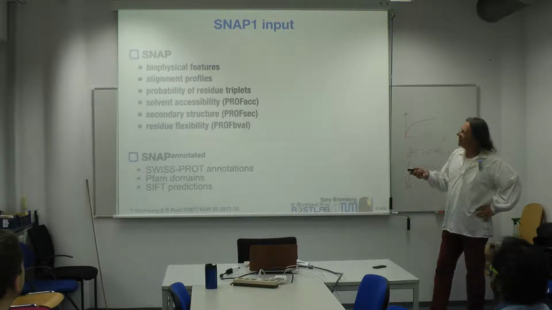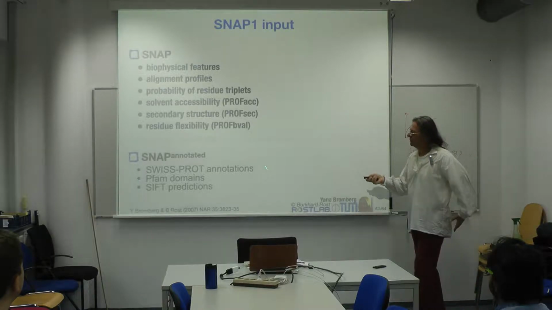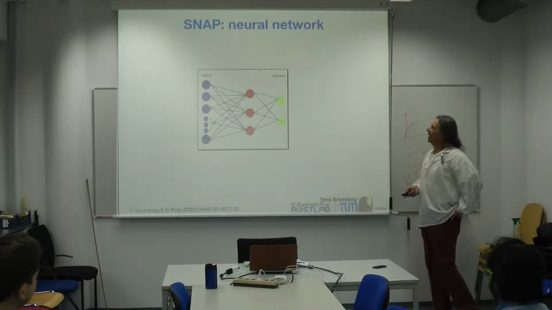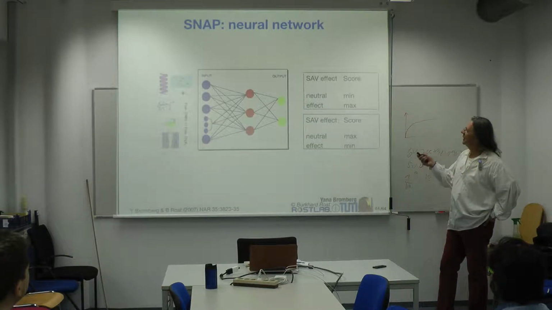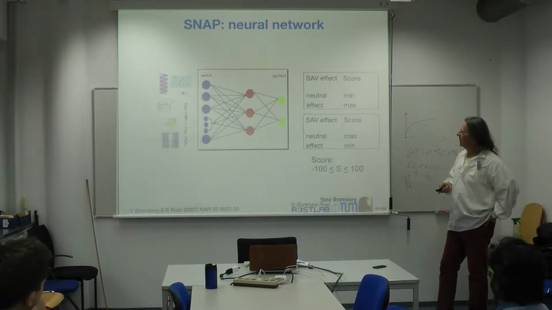So solvent accessibility is something that I did not talk about. Secondary structure I did. Residue flexibility I briefly did. And we also used annotations, but this is sort of a switch on and switch off kind of feature. Okay, all of these features go into a neural network, then it predicts a neutral or effect, and there's sort of a large or a small score.